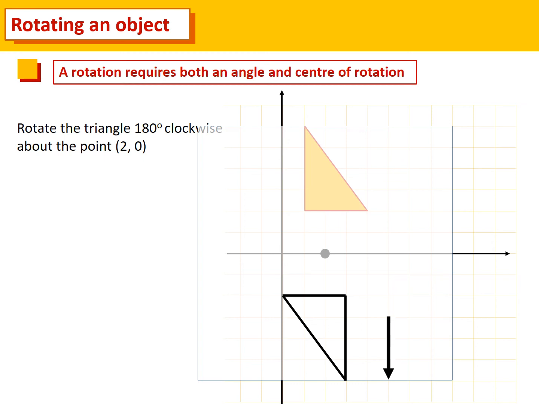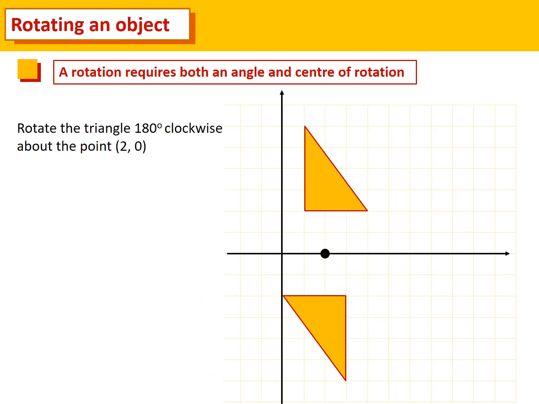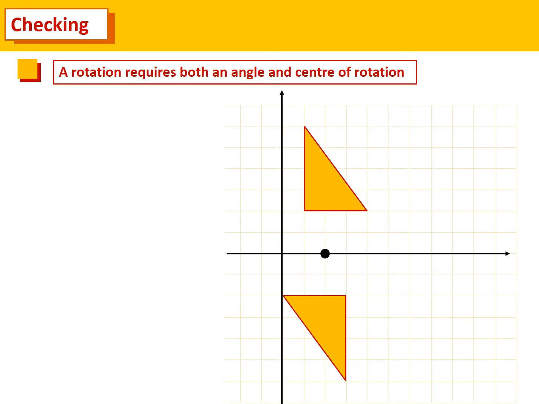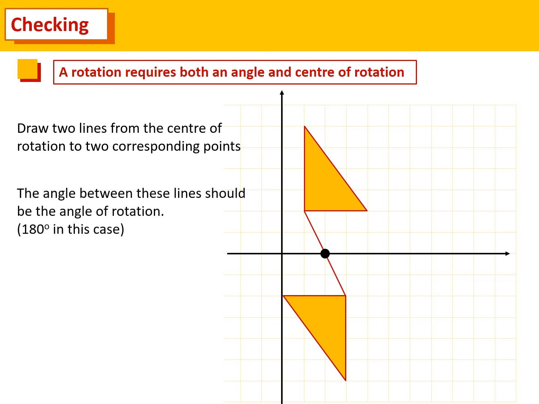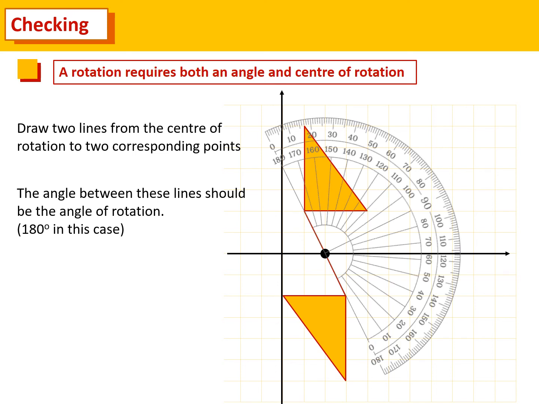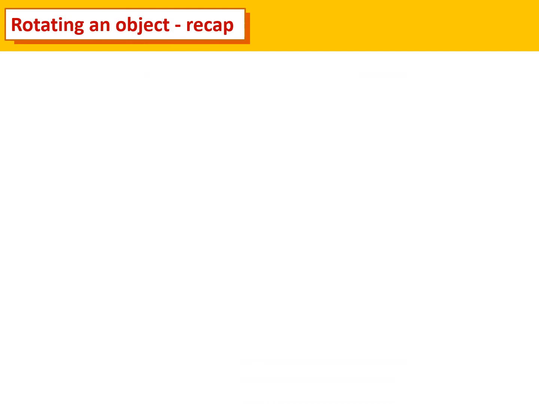All that remains to do now is to remove the tracing paper and mark in the image. And there it is. Once again, we can check for our accuracy. We draw two lines from the center of rotation to corresponding points. So that's the first line, and the corresponding point on the image is that point there. What's the angle between those two lines? Well, I think we can probably see that those two lines look like they form a straight line, and that's 180 degrees.